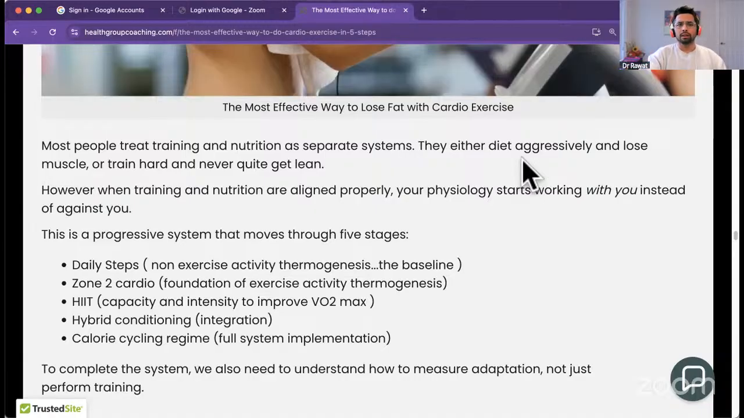Number one, the baseline. Focus on your daily steps. A lot of people just focus on what they do for half an hour or 45 minutes at the gym. But what happens the rest of those 10 hours, 12 hours, 14 hours? That's more important. That's going to be more impactful. So, step one, focus on the daily steps. That is a baseline. Step two, introduce some zone 2 cardio. We also call this steady state cardio. Steady state zone 2 cardio.